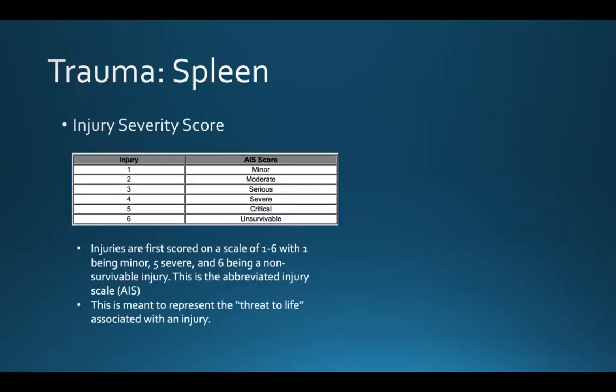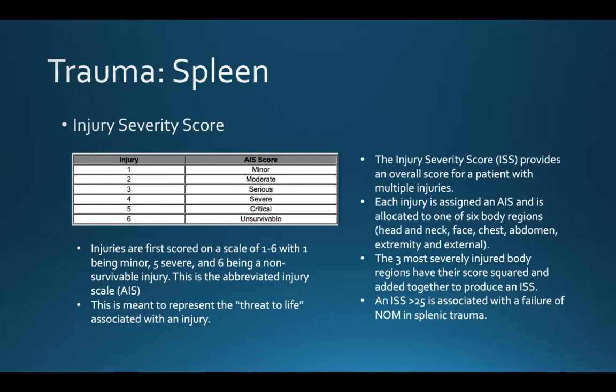The injury severity score is a multi-step process. The first thing that you're doing is looking at the patient's injury and giving it a score from 1 to 6. This is known as an abbreviated injury scale. It's meant to represent the threat to life associated with an injury. Once that's done for each injury that the patient has, the injury severity score can be calculated.